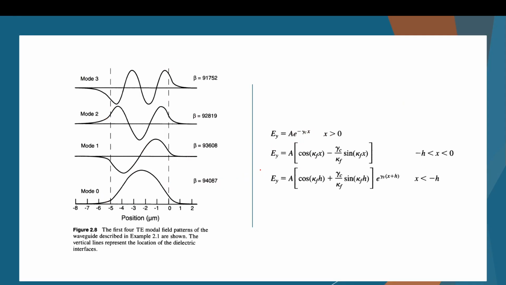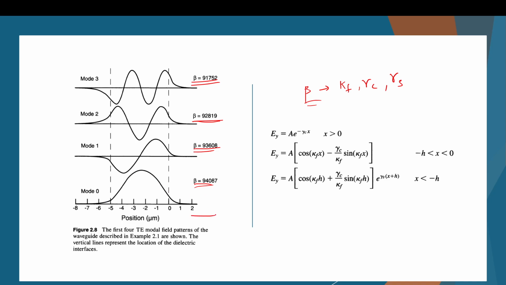Now that I know beta, I can plot the different modes. Once I know beta, I can know kappa f, gamma c, and gamma s, and then I just need to substitute. So a is the only unknown that is left. That will depend on how much light we are pumping in, but the shape of the mode we can know by knowing the beta values. So the 4 beta values that were allowed in this case are shown here. For these 4 beta values, we will see mode shapes like this.